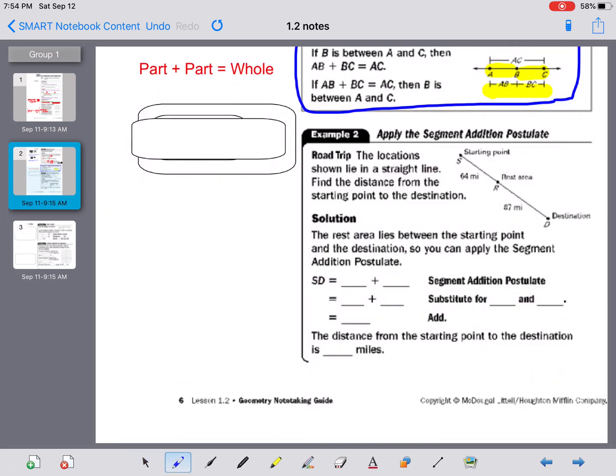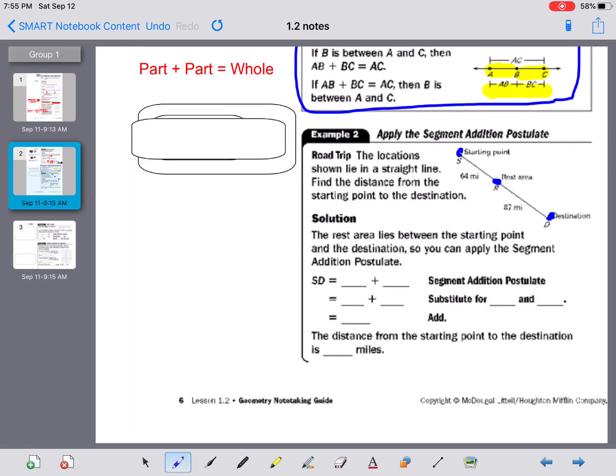Now, I'm going to tell you right now, our first example is super simple. Most of you wouldn't do it this way, but I want you to see the concept of what we're using with this part plus part equals whole. We're going on a road trip on a nice straight road, so straight we can call it a line segment. It shows our locations: our starting point here, S, and our destination here at D. Somewhere in the middle, we need to stop at a rest area, R. So we're going to find the distance from the starting point to the destination.